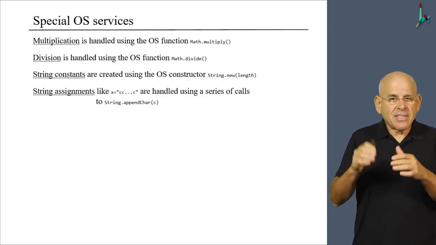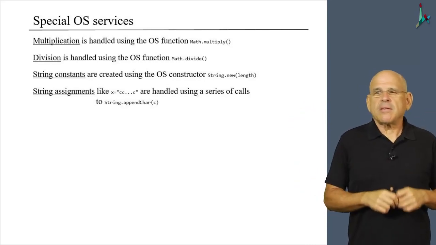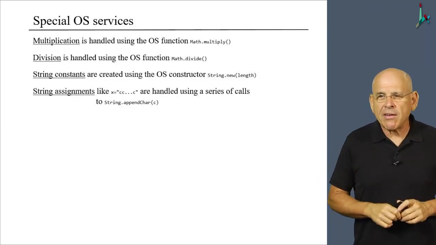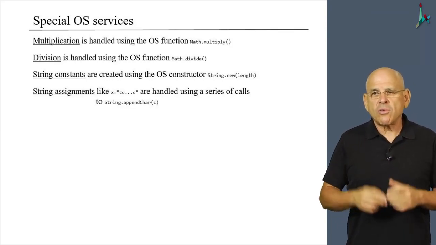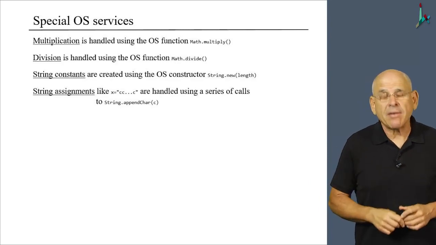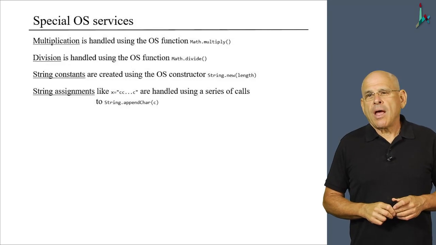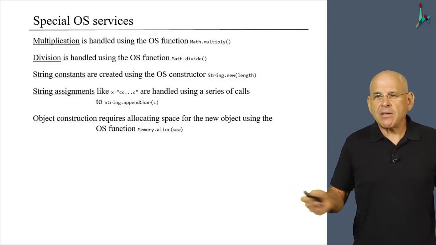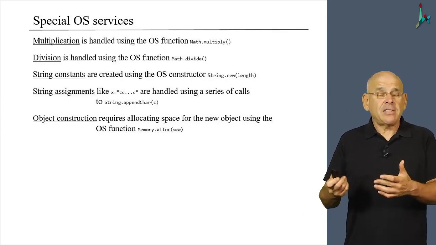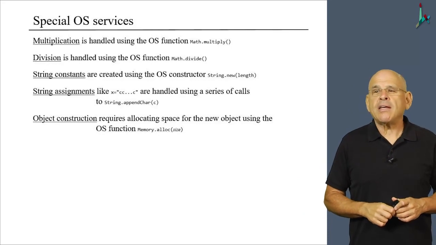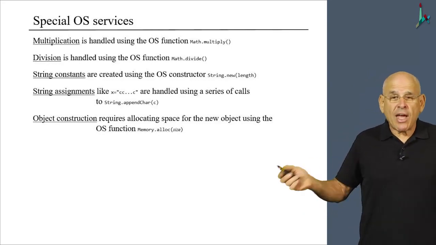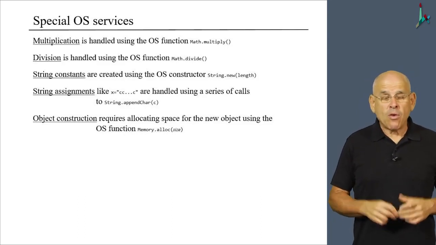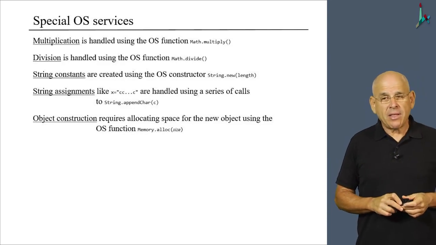String assignments like x equals NAND, N-A-N-D, well, this string, N-A-N-D, which consists of 4 characters, is handled by making 4 calls to string.appendChar. So once again, the compiler has to deliver this abstraction. Object construction requires allocating space for the new object in the RAM, and therefore, somewhere in the constructor, we have to call memory.alloc. Size is going to be derived from the number of fields in this object that we seek to create. And because in Jack everything is 16-bit, then we have a one-to-one mapping between the number of fields and the number of RAM words or RAM locations that we need to accommodate this object.